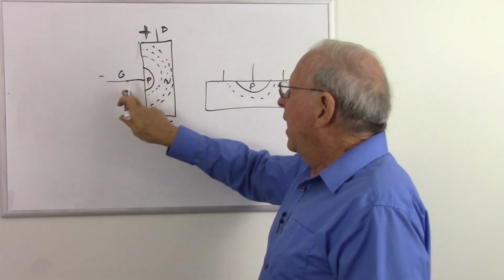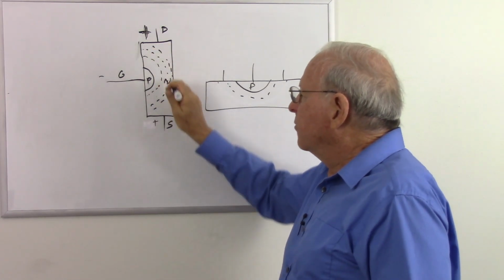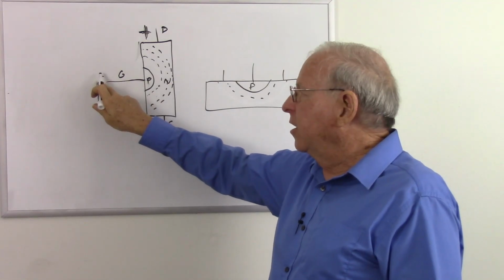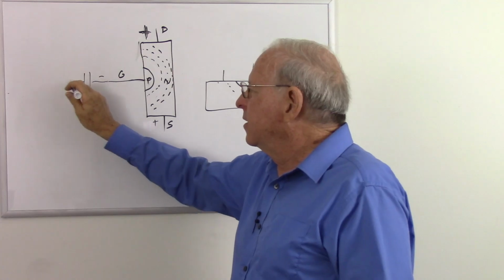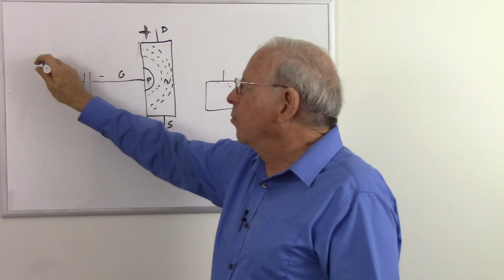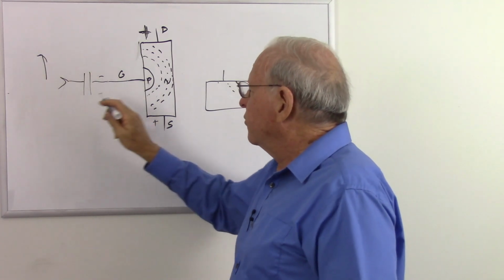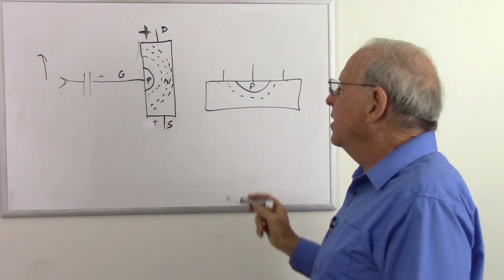But anyway, as this becomes more negative, our depletion region gets bigger. Therefore, we have a smaller conducting region. And so the more negative this is, the less it conducts. The less negative it is, the more it conducts. And of course, if we put a signal here, as that goes more positive, this becomes less negative, and vice versa. So more positive means it conducts more, less positive means it conducts less for the N channel.